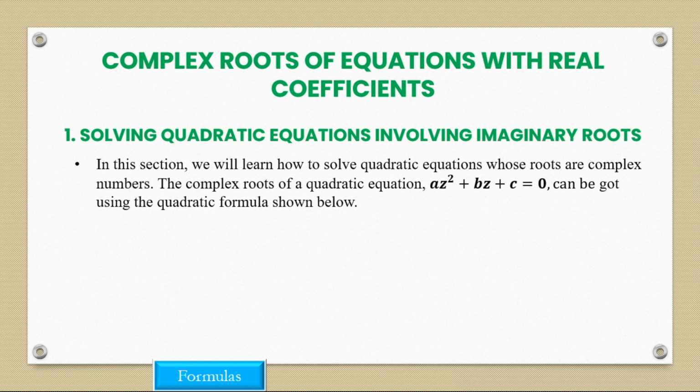The complex roots of a quadratic equation. So this is an example of a quadratic equation, so it can be stated this way. As you can see, instead of the usual x values that we're used to, here we're using z, and that's because we're dealing with complex numbers. And you know that z represents a complex number. So this is how you state a quadratic equation.